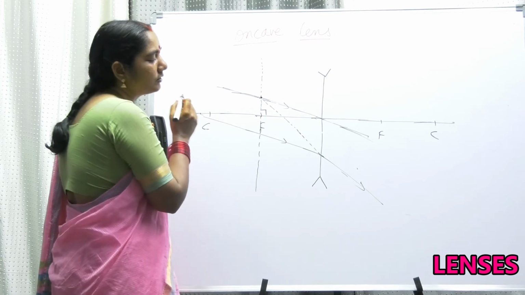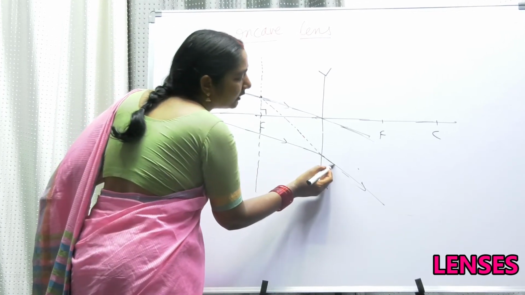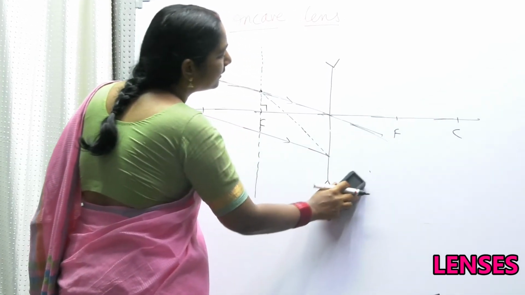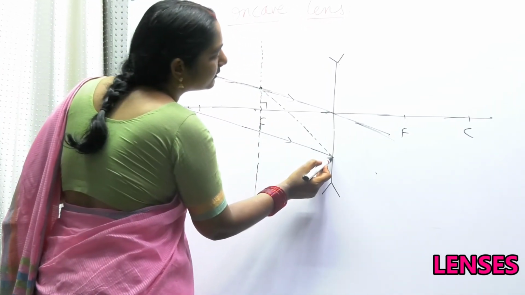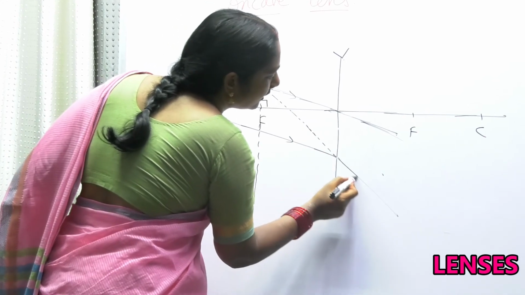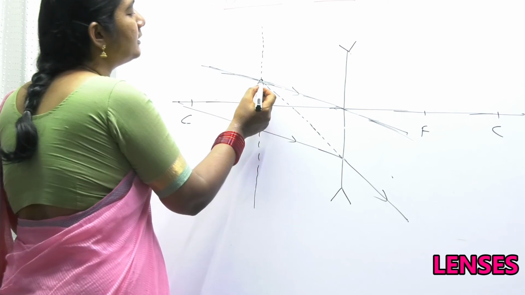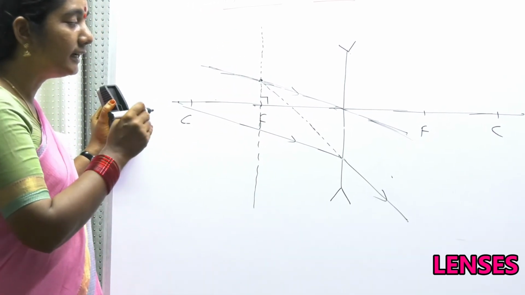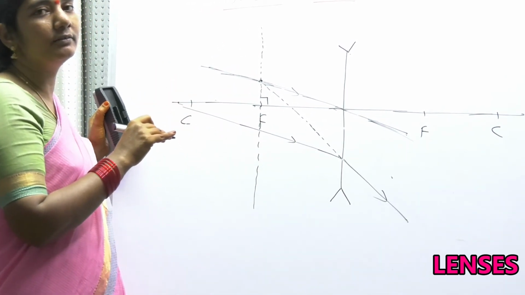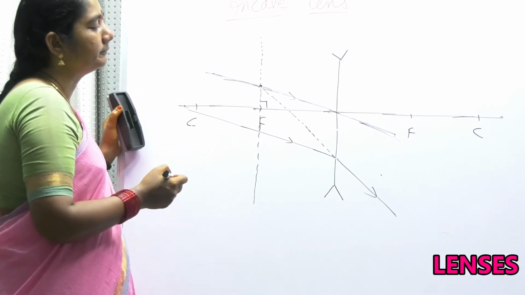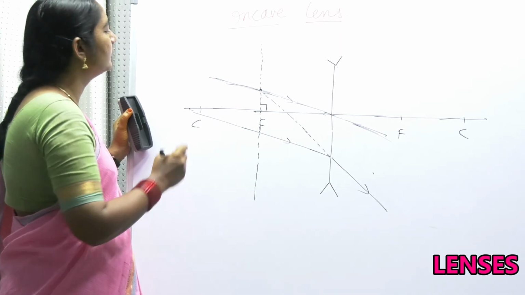I think you understood. You have to deviate the ray in such a way that it appears as if it is coming from this point. That is the amount of deviation that you have to give. This is the point you have to understand in this particular diagram. So I think now you understood.